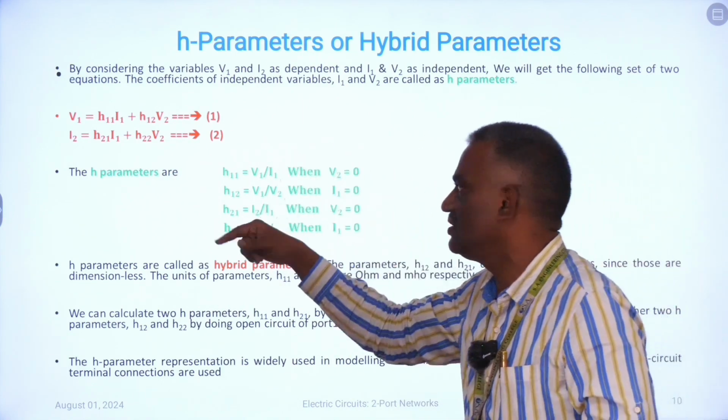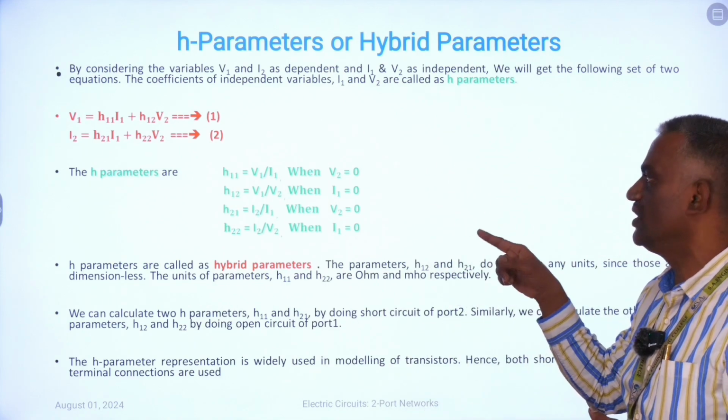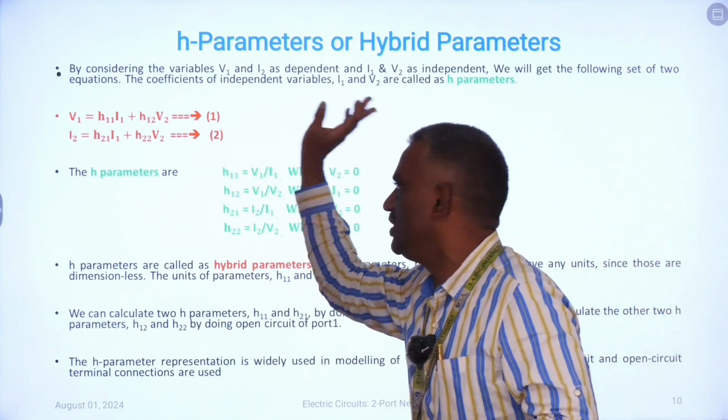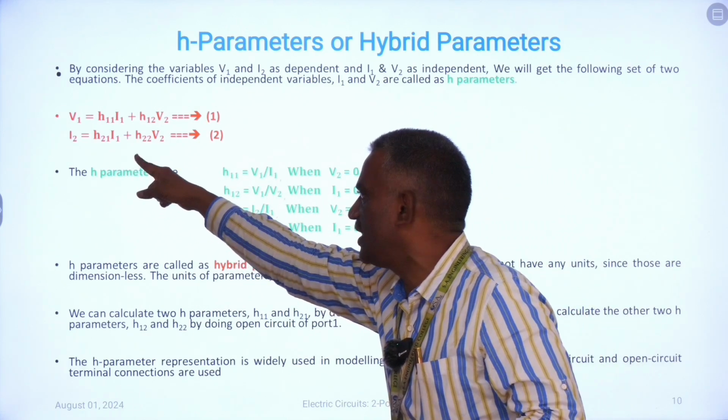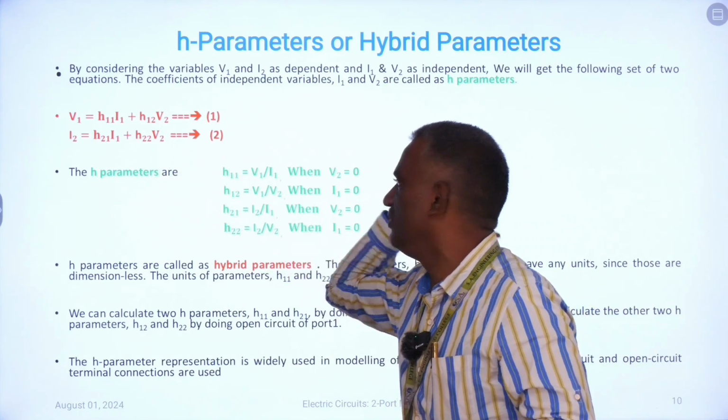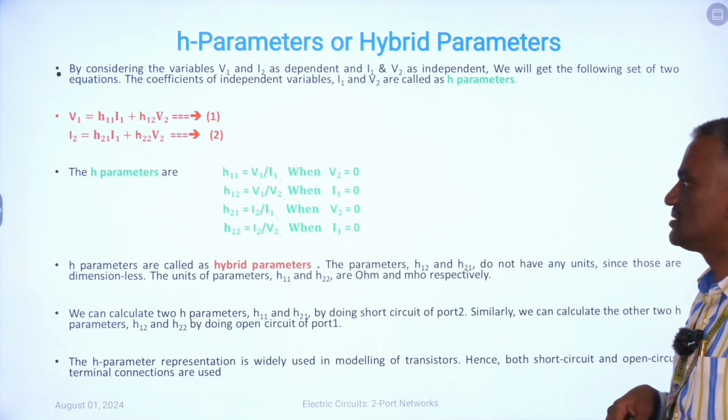Okay, the first equation is what? V1 is equal to H11 I1 plus H12 V2. That is the first equation. Then what about the second equation? It is I2 is equal to H21 I1 plus H22 V2. Then what are the parameters?